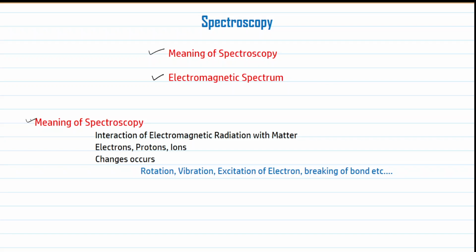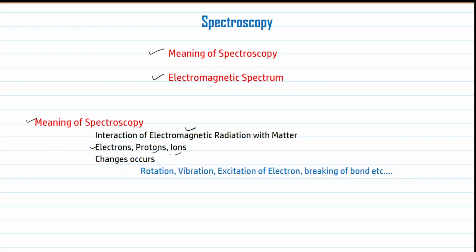Spectroscopy is nothing but the study of interaction of electromagnetic radiation with matter. We know that it is the old definition. Nowadays, this definition is extended to the interaction of electromagnetic radiation with matter, including an electron, a proton, an ion, as well as other particles.